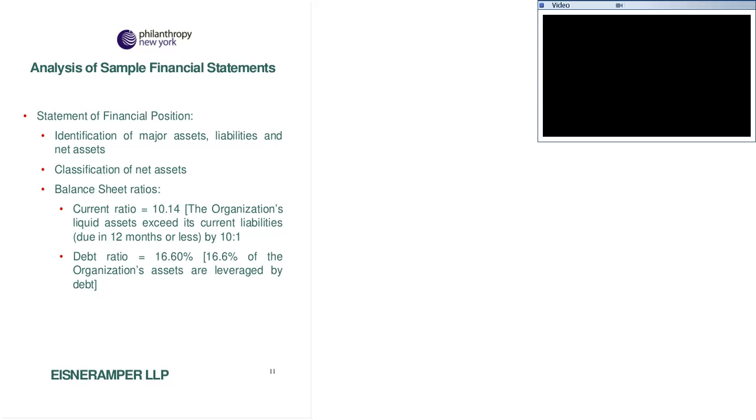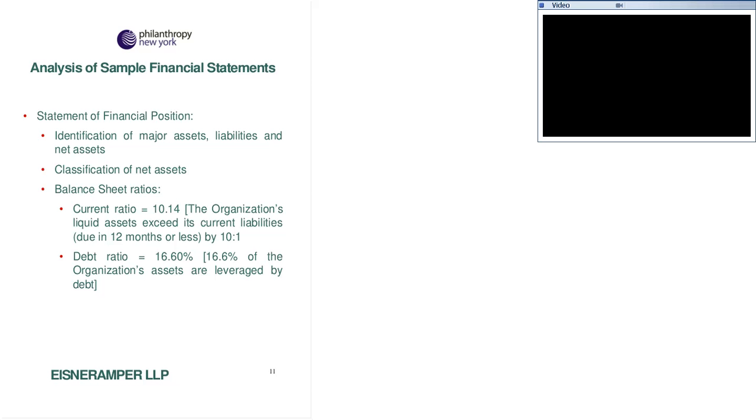Instead, what you should see, though, is that the assets should still be presented in order of liquidity, right? So that's why you should always see cash on top. And probably the last thing you see at the bottom in terms of the assets would be property, plant, and equipment, because that's the most illiquid thing that they would have.